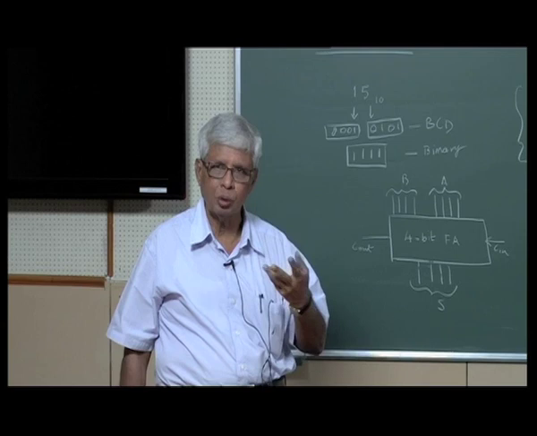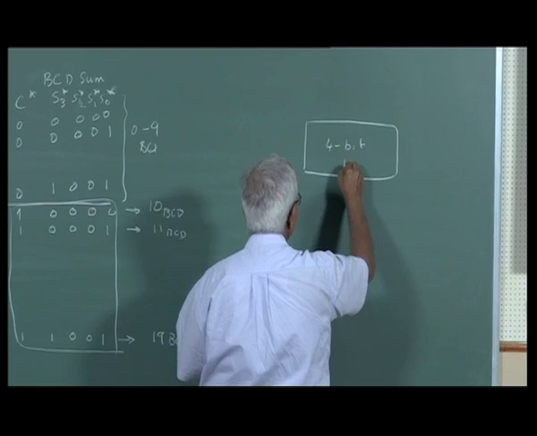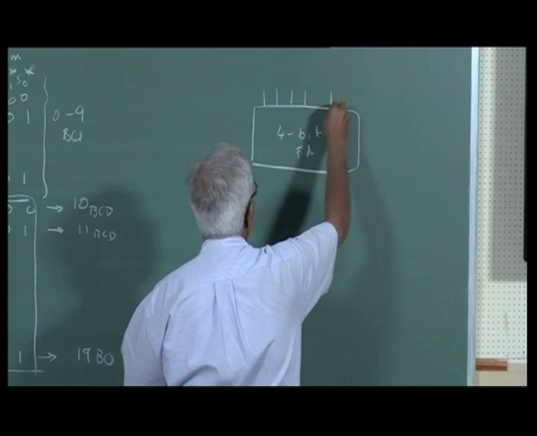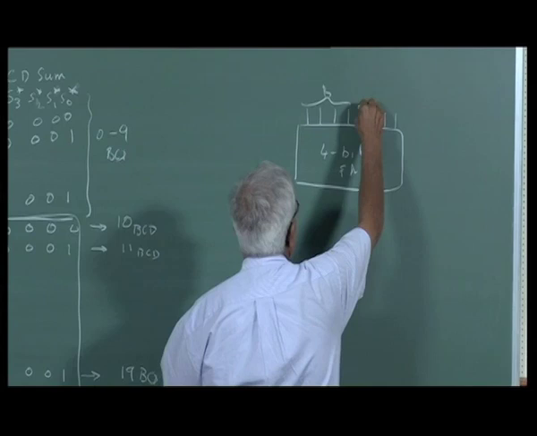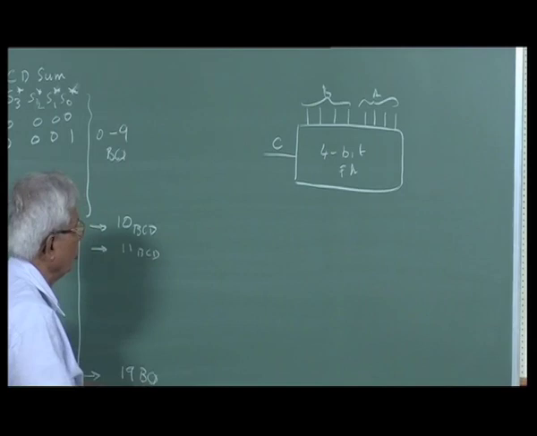So what is going to happen is, I am going to remove this. I will still have the 4-bit full adder, the original 4-bit full adder, and my C. Now, sum.